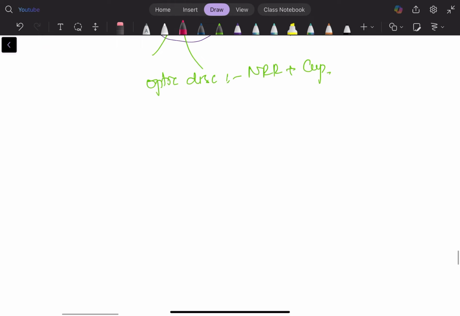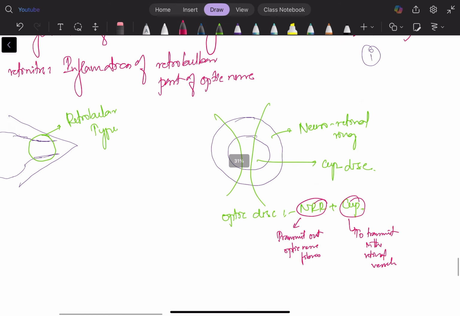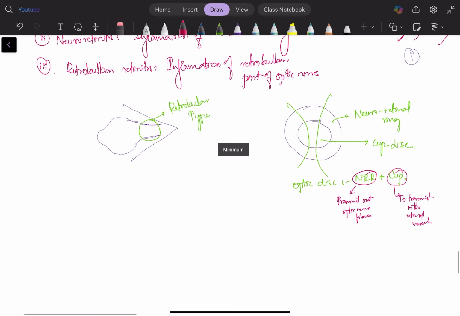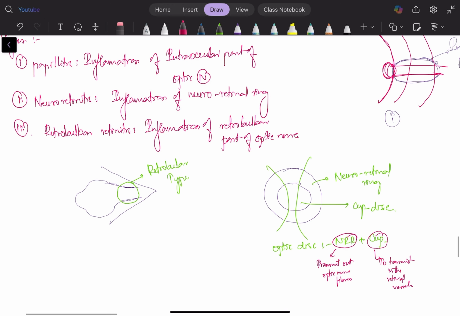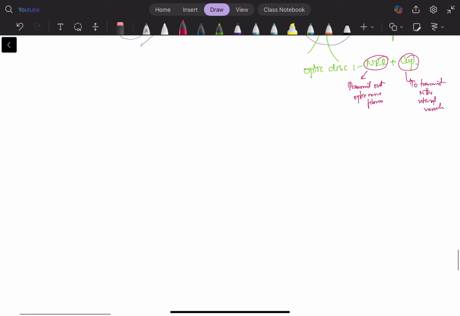So basically what is the neuroretinal ring like? It transmits the optic nerve fibers, and the cup transmits the retinal vessels. Yes, that's it. I hope you people got the meaning of this. So we will discuss these three types not that detailedly, briefly. So let's take the first one.